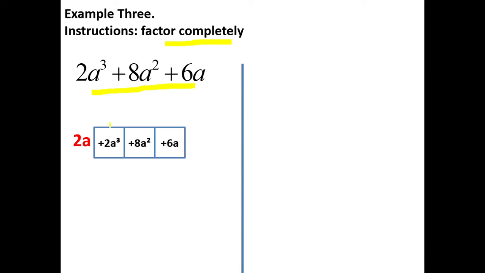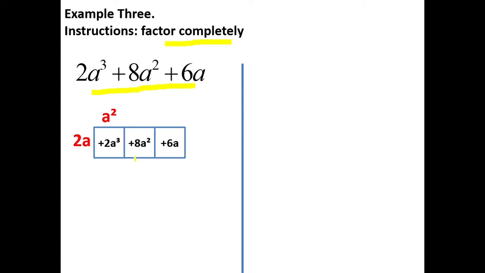Okay, 2A times what gives you 2A to the third? Well, here's the number, the 2, so you don't need a number up here. But the exponent here, there's no exponent, so it's exponent of 1 if it doesn't show an exponent. So the exponent here is 1. So a to the 1 times a to the what gives you a to the 3, because you add the exponents. Well, a to the 1 times a to the 2 gives you a to the 3.